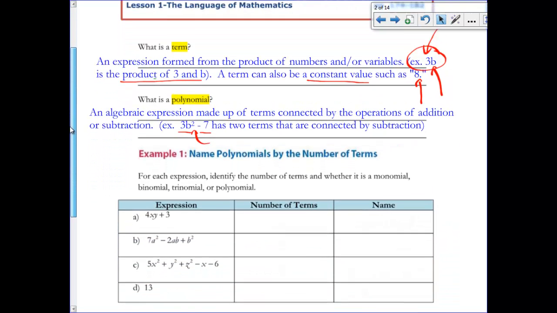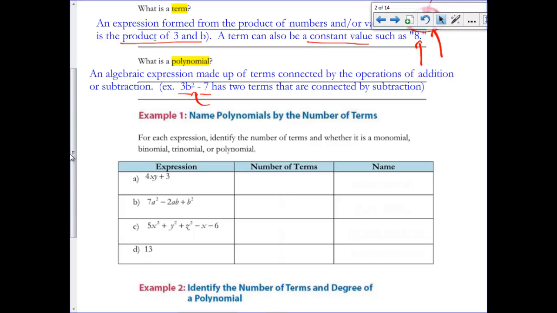Okay, let's look at some examples here. Name the polynomials by the number of terms. For each expression, identify the number of terms and whether it is a monomial, a binomial, a trinomial, or a polynomial. If we look at the prefixes to these words, we can start to understand what the terms mean. Monomial: mono means one. Binomial is like bicycle. Remember, a bicycle has how many wheels? 2. So binomial has two terms. A trinomial: if we think again of the bicycle example, a tricycle has how many wheels? 3 wheels. So a trinomial has how many terms? Again, that's 3. Polynomial: poly means many. So a polynomial has many terms. In this case, we're going to be looking at more than 3 terms.